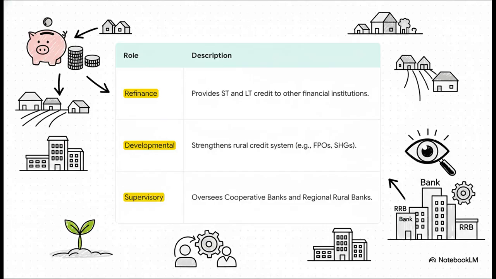So what does NABARD actually do? Well, it wears three main hats. First, it's a refinancer. It provides money to other banks so they can lend in rural areas. Second, it has a developmental role. It builds up institutions like FPOs and SHGs. And third, it's a supervisor, keeping an eye on cooperative banks and RRBs. So the key takeaway is that NABARD doesn't just lend money. It develops and supervises the entire system.